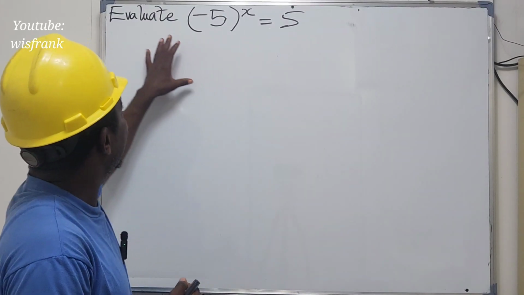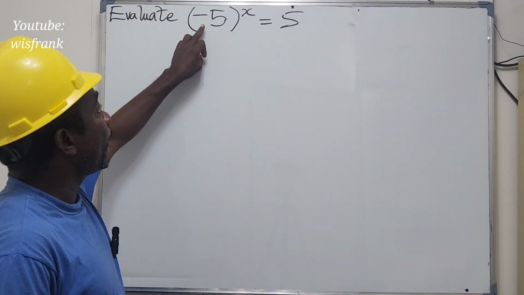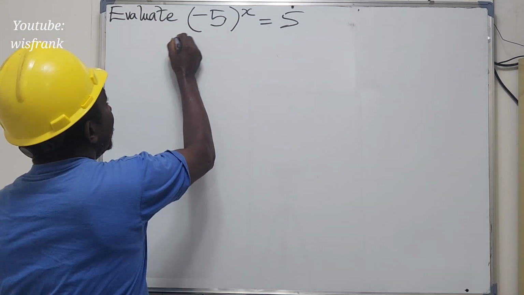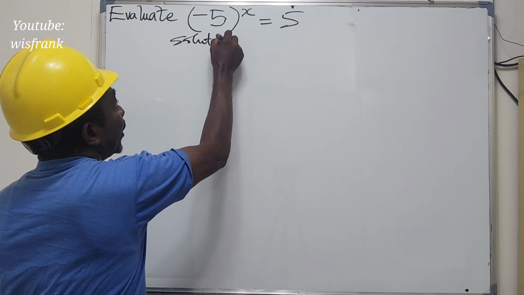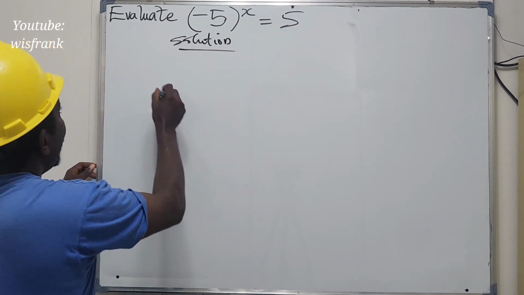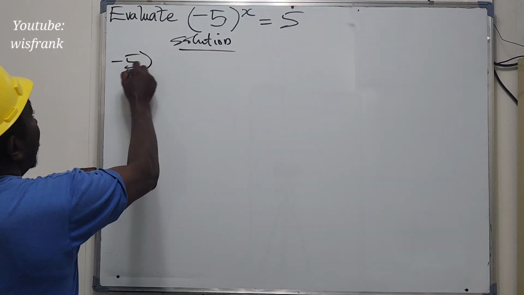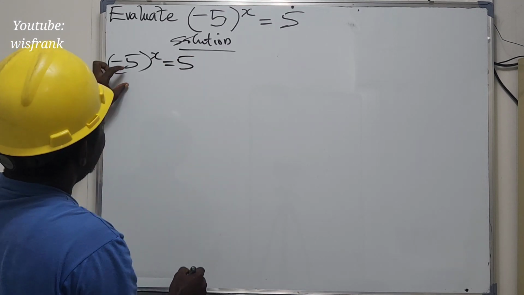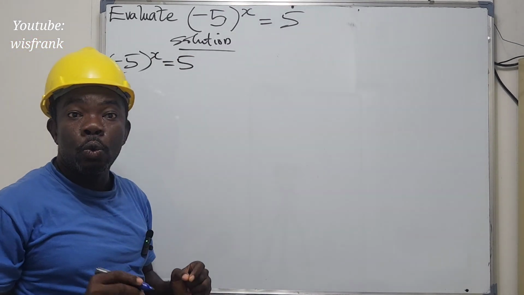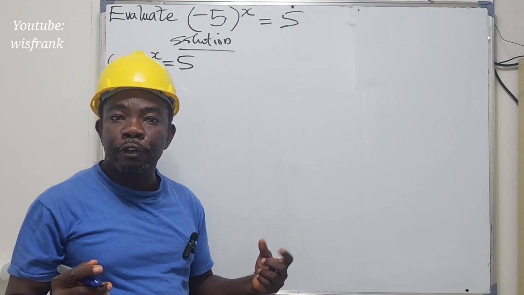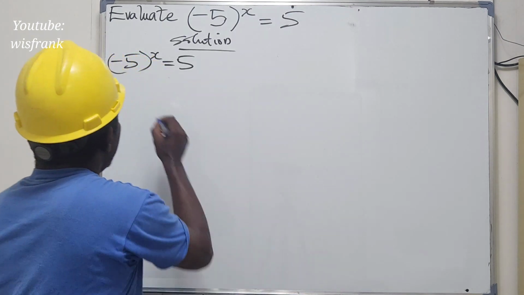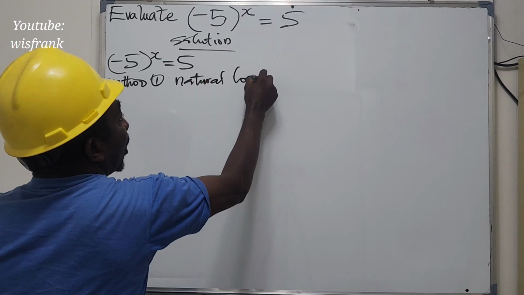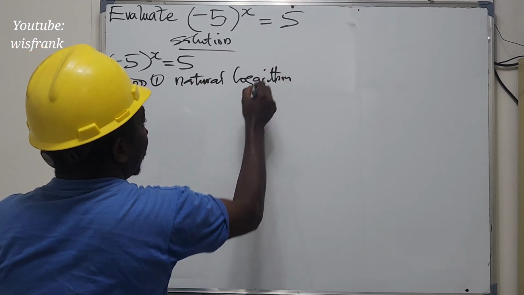For today, we are looking at this question, and it says evaluate (-5)^x = 5. So we are going to evaluate this to find the value of x from this equation. We are given (-5)^x = 5. So this is what we have. We are going to use two methods to find the value of x. Method 1 is the natural logarithm method.